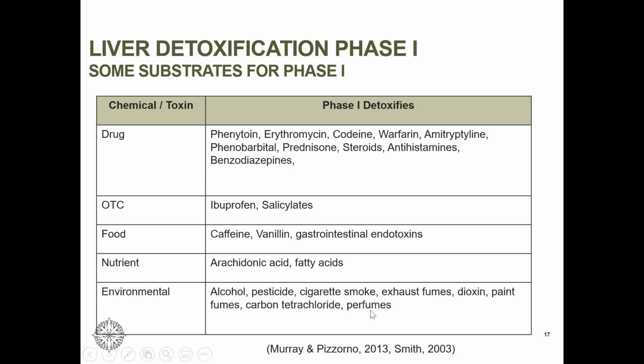Has anybody heard people who say they can't tolerate any perfumes or any paint fumes? Nancy, I can't tolerate any of that. Yes, very much so. So what do you think? Sorry, I'm going to put you on the spot. Can you correlate that with the information we have learned so far?